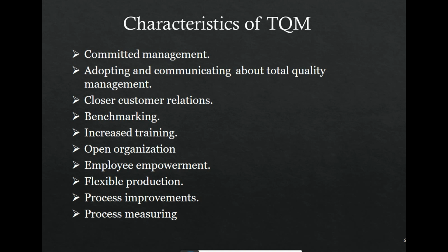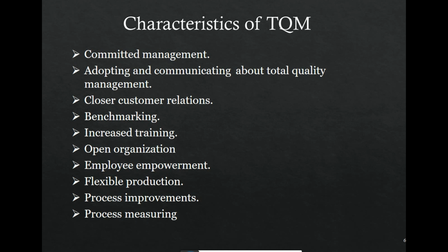Flexible production. The production must be flexible because one customer's satisfaction is different from another customer's satisfaction. So your process must adopt flexibility, adopt any change to satisfy any kind of customer. Then process improvement and process measurement. If your process is improving continuously and you are measuring the performance of the process, it would be under the category of total quality management.